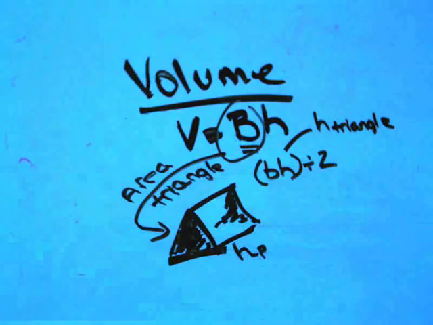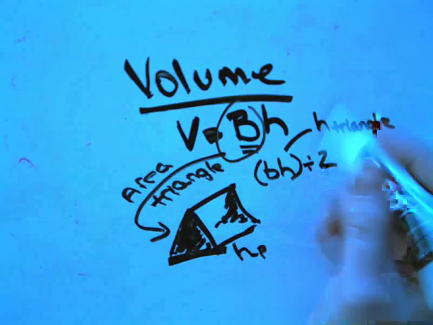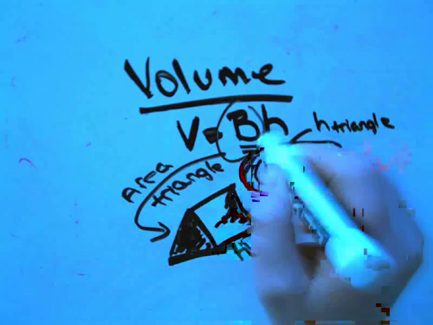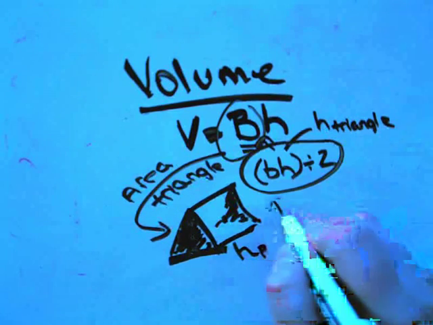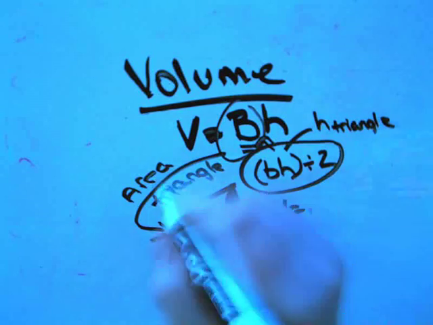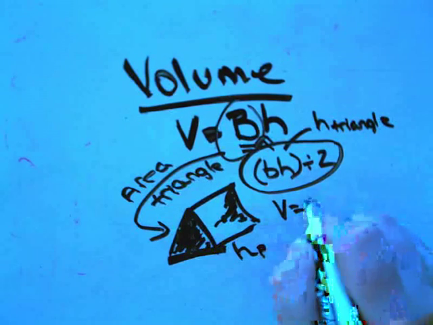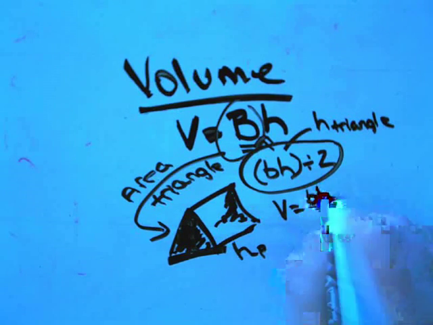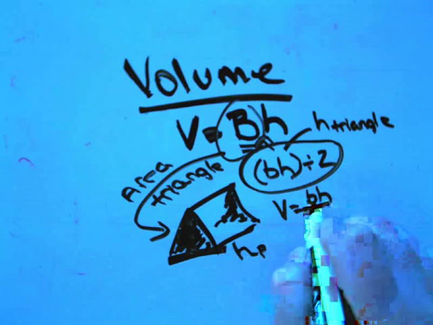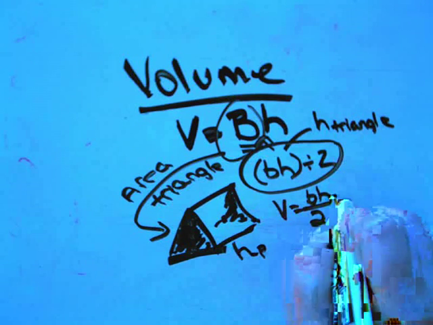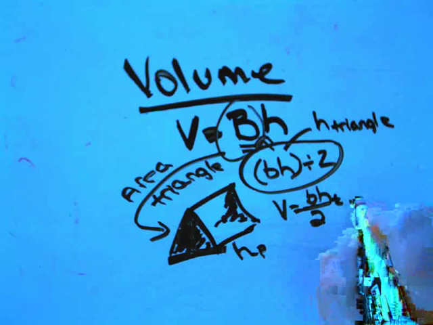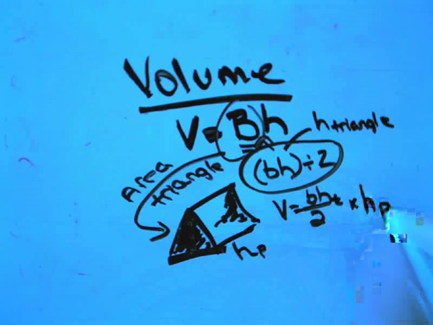So let's take a look at an example with a triangular prism. So this gets plugged in for the base times height. So the volume, instead of having a big B times height, if you take the base of the triangle times its height, divide it by 2, and this is the height of the triangle, and multiply that by the height of the prism, this will get you the volume of a triangular prism.